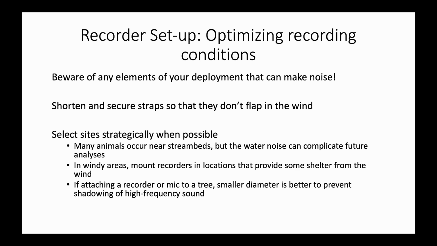If you're attaching a recorder or a microphone to a tree, a relatively small diameter tree is actually better for preventing shadowing of high-frequency sound. It can be tempting to look for the biggest tree in a site and to strap your recorder to that tree, but actually something that's about the same diameter as the recording unit, so perhaps 10 centimeters or 6 inches, is sturdy enough to hold the recorder quite comfortably, but also allows sound from all sides to approach the microphone. And you want to choose a stable mounting location, so not a dead tree necessarily.